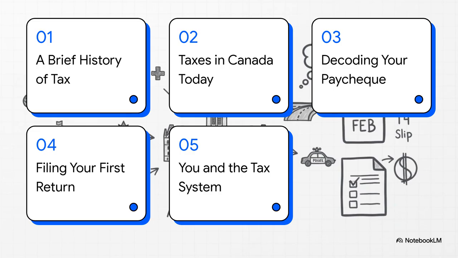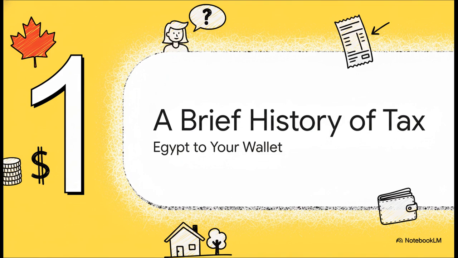So to get a really clear picture, we're going to walk through 5 main areas together. We'll start with a quick history of tax in general, then zoom in on Canada's system today. After that, we'll get super practical. We're talking about decoding your own paycheck and then walking through how to file your very first return. And we'll wrap it all up by looking at your role in this whole system. Okay, so let's kick things off at the very beginning. Section 1, a brief history of tax.